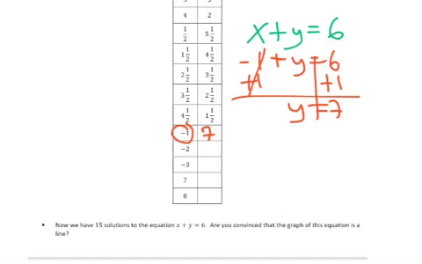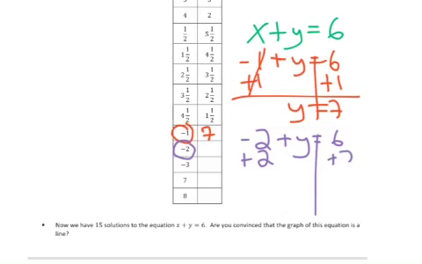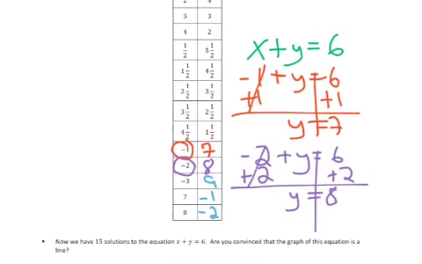Then we're going to plug it in for -2. -2 plus y equals 6. You could think in your head -2 plus what gives you 6, or solve it by adding 2 to both sides to isolate the variable. So I would have y equals 8. I want you to pause the video, fill in the table for the rest of these, and when you are done, you may press play.